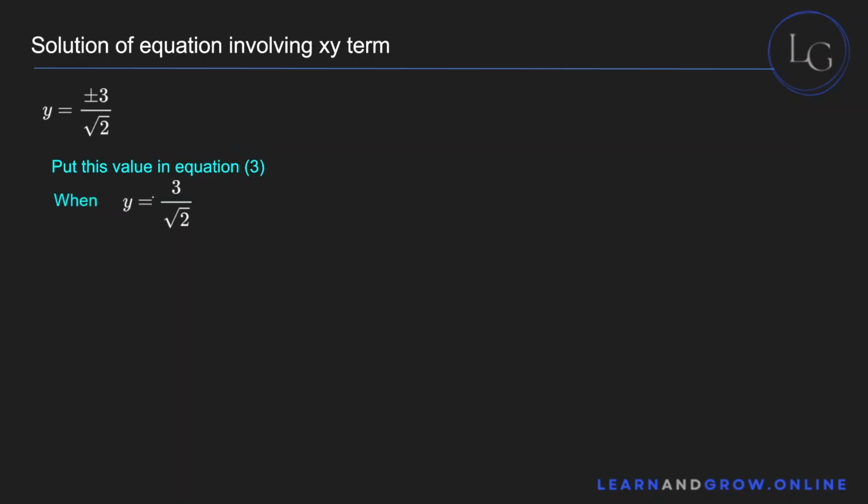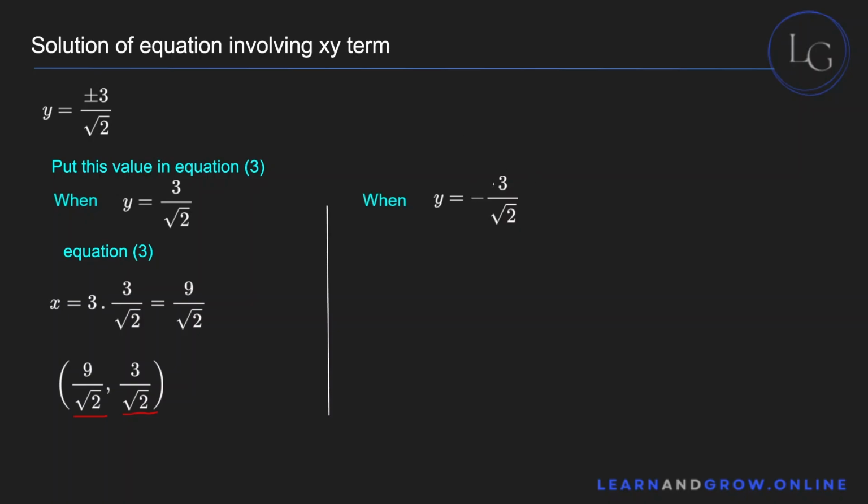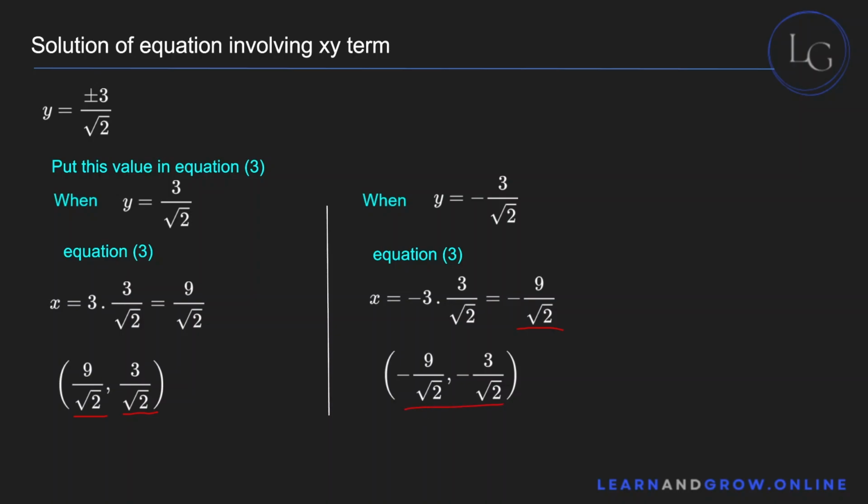So you'll first put the positive value in equation number 3. Remember, equation number 3 was x is equal to 3y. So when you put the value in equation number 3, you get this solution. When y is equal to 3 over under root 2, you get the value of x as 9 over under root 2. Now, when you put y is equal to negative 3 over under root 2 in equation 3, you get this solution. The value of x is negative 9 over under root 2. This is the solution.